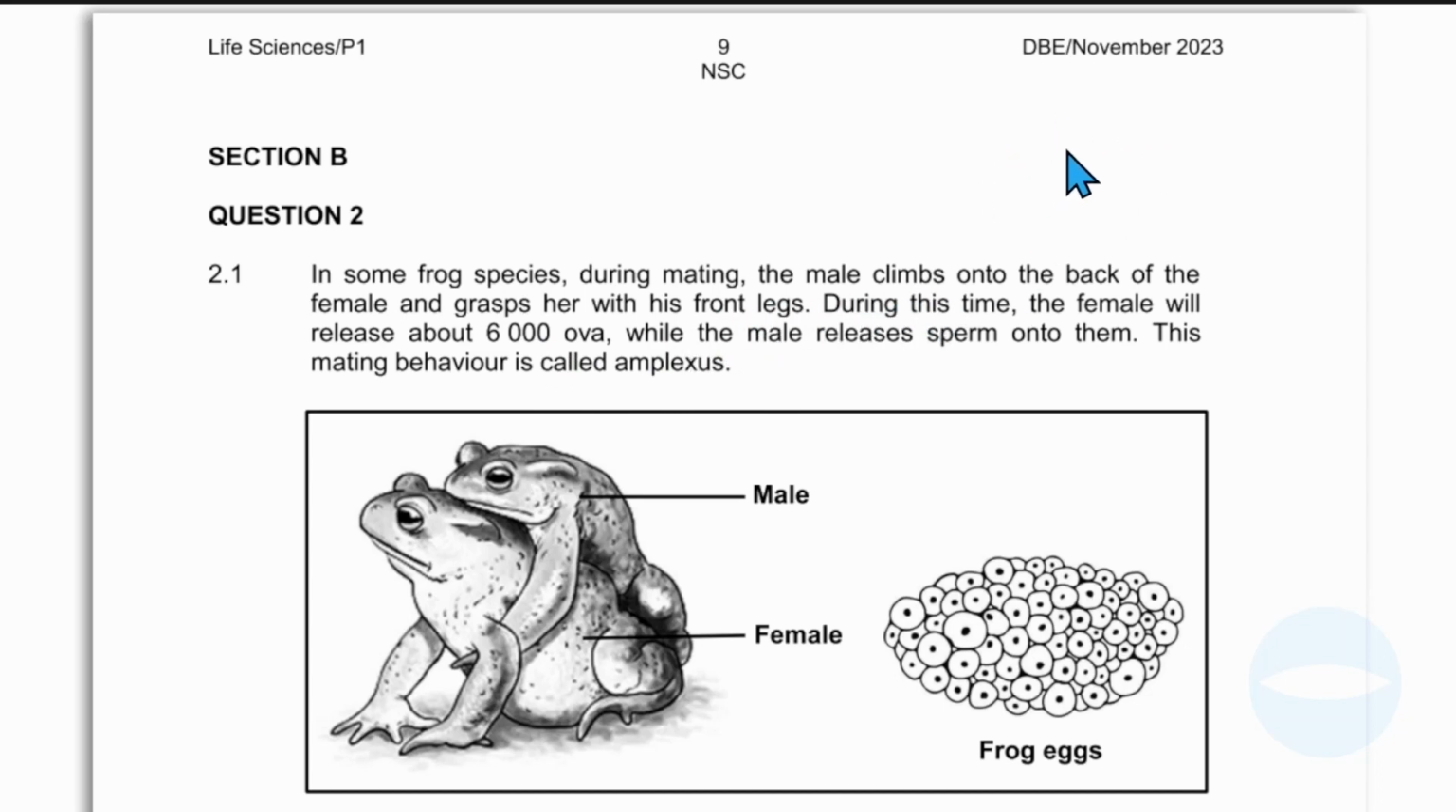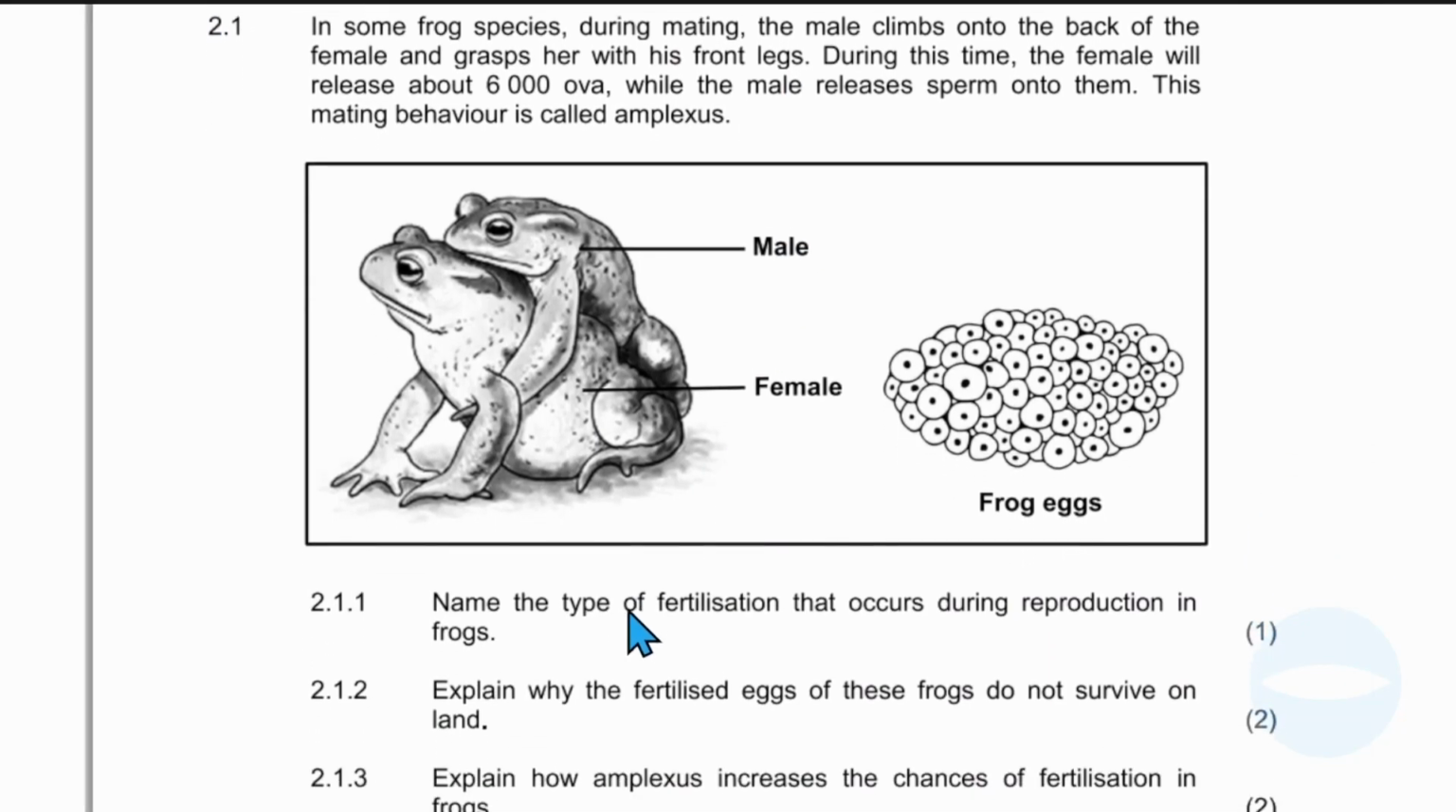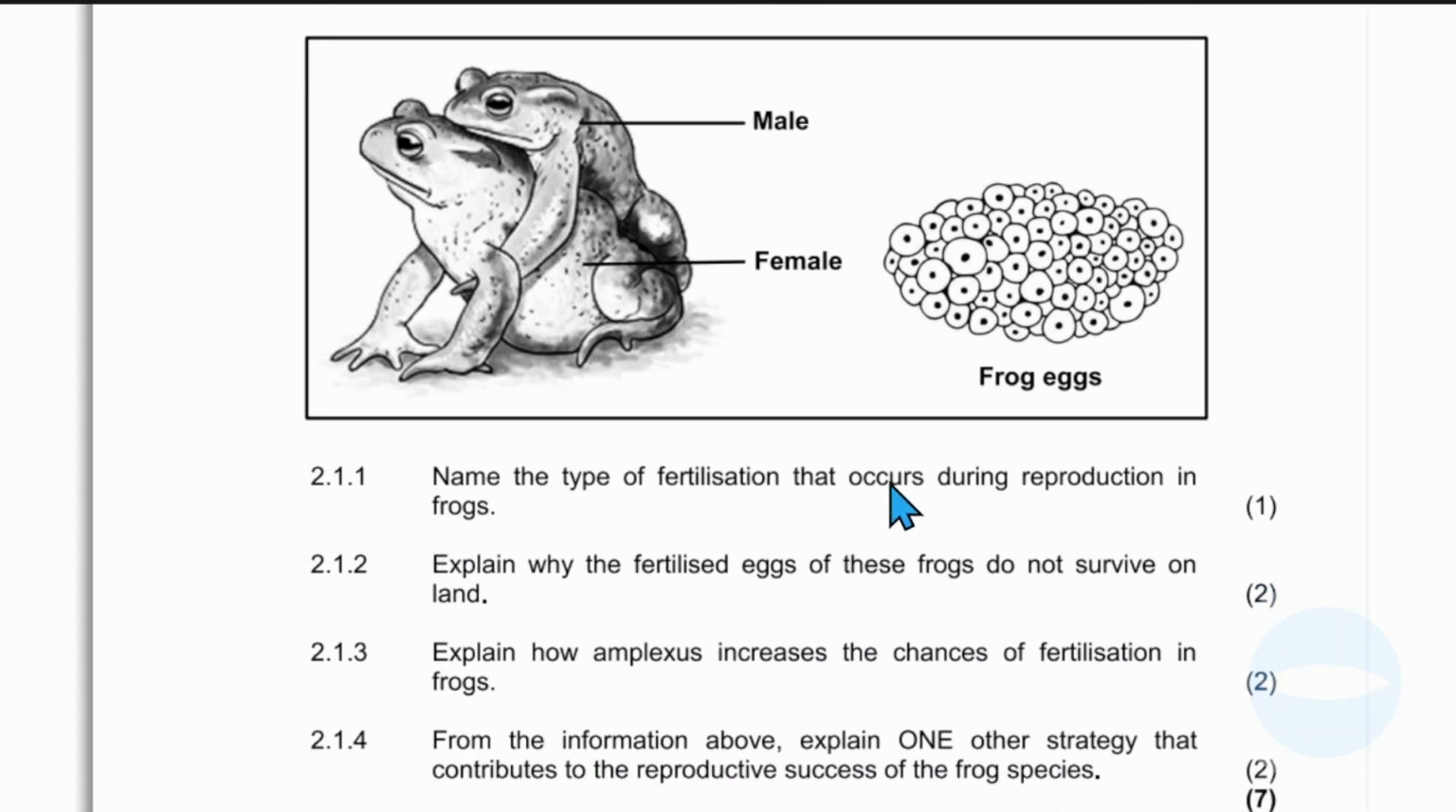This question paper was written in November 2023 from the Department of Basic Education. It's for Life Sciences Paper 1, Section B, Question 2.1. Here is the information about this question, and then the questions that are asked. I will answer and explain them in full, and show you how to answer to get maximum marks. So without wasting more time, let's get to it.